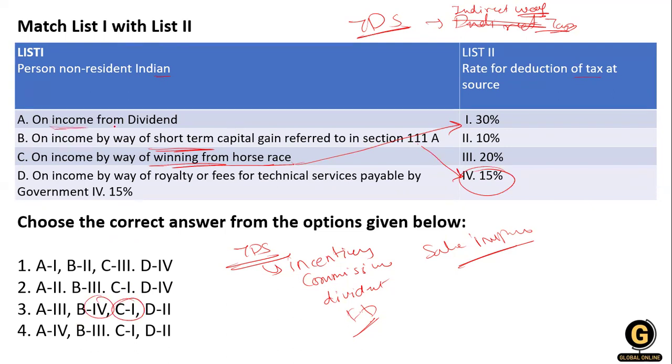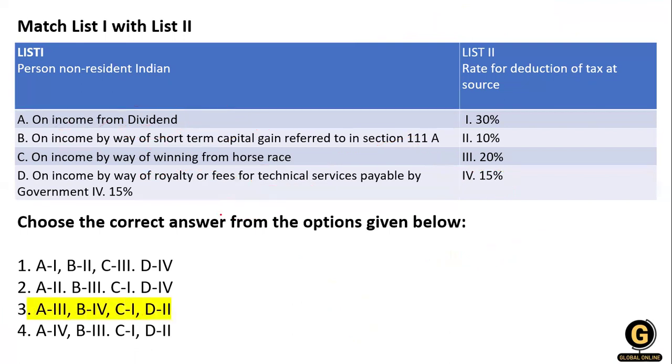Now the TDS is levied at 20% on the dividend, and on royalty fees they have to pay 10% for the technical services. So there is a lower percentage. So option number 3 is the right answer. Again I'm repeating: for the dividend 20%, for the short term 15%, for the horse racing 30%, for the royalty fees 10%. Clear? Yes, option number 3 is the right answer.